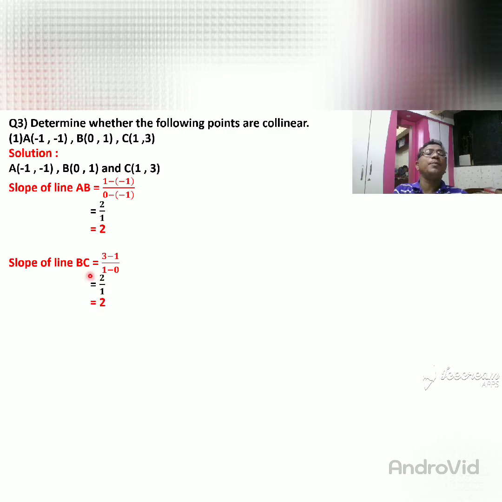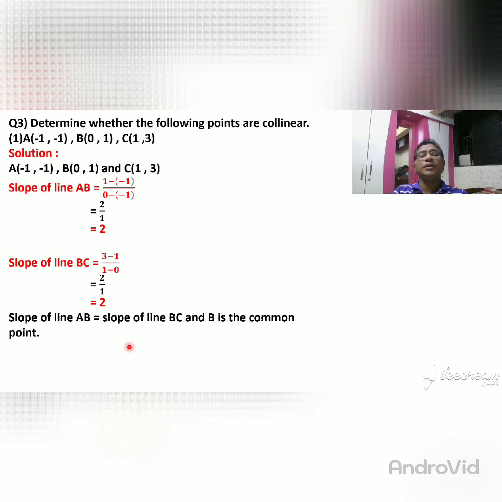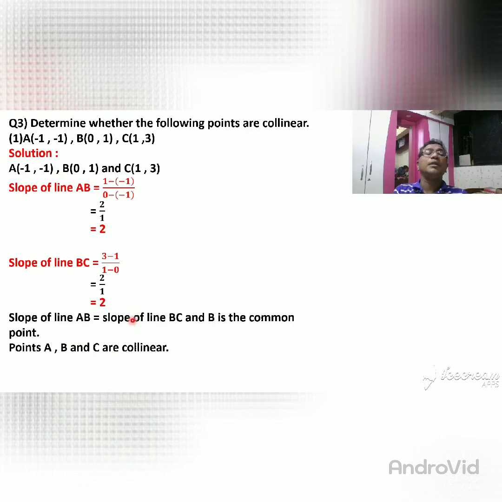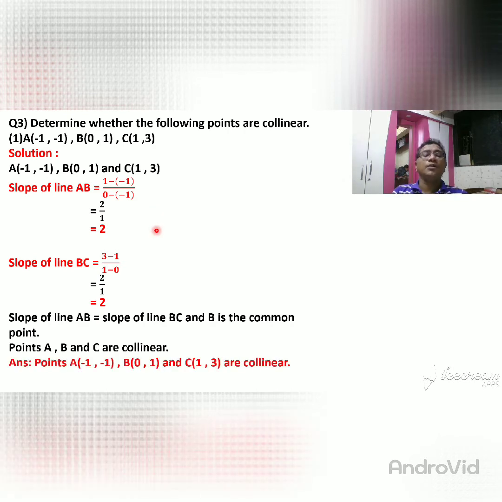So the slope of AB is equal to 2, and the slope of BC is equal to 2. So the slope of AB and the slope of BC are both the same. So they are collinear. So the points A, B, C are collinear. Very simple: you only find the slope, and if the slopes are the same, then they are collinear. Then we are going to see another problem.